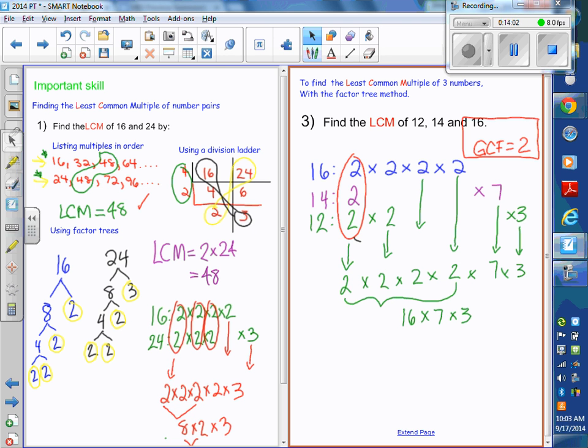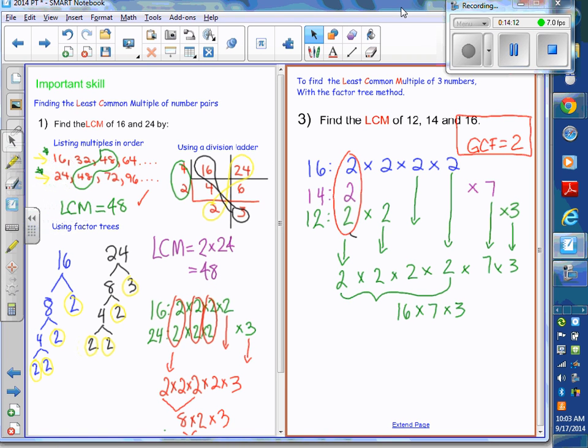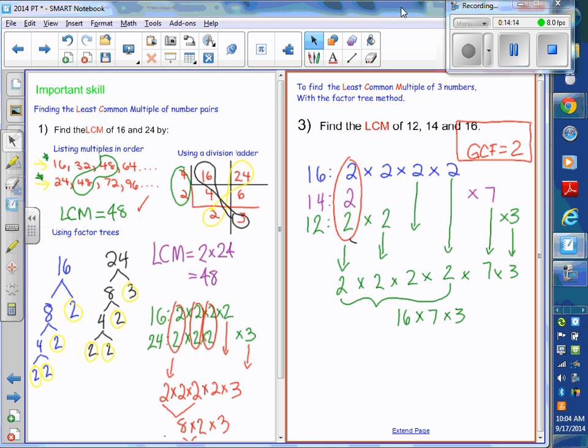Just to save a little bit of time, bring up the calculator here. It disappeared. I'll just multiply it out. 16 times 7. 7 times 6 is 42. Carry the 4. 7 times 1 is 7 plus 4 is 11. So 112.